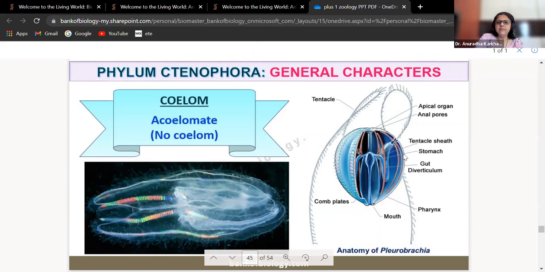Okay, here you can see the tentacle sheath. Look at the stomach, the gut, the pharynx. Okay, here you can see the mouth. Well, and can you see this word comb plates, beta?